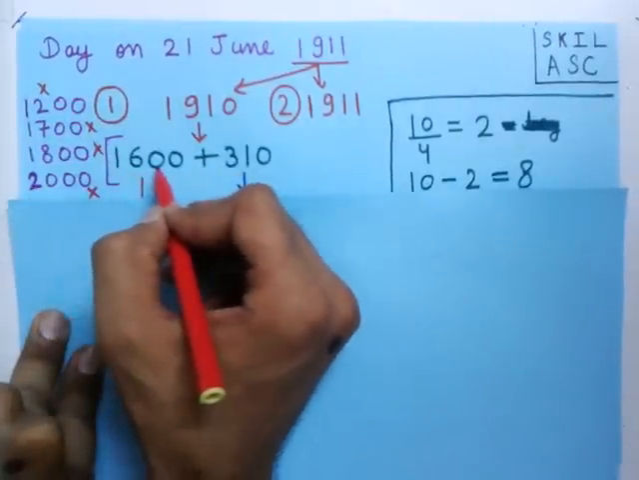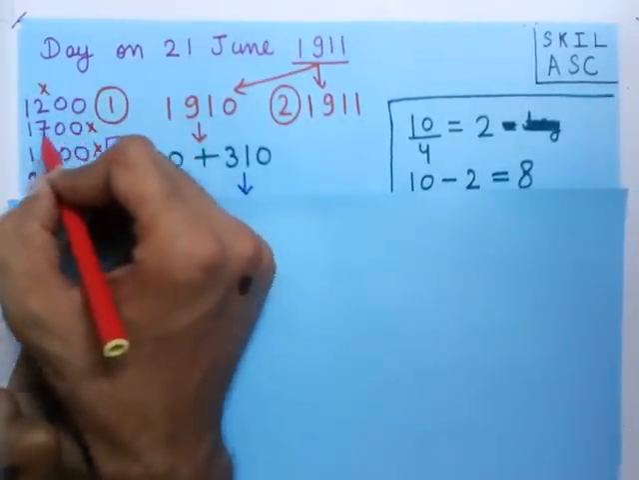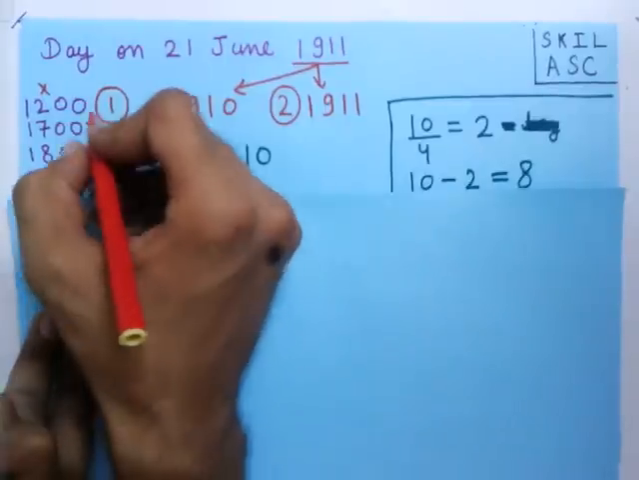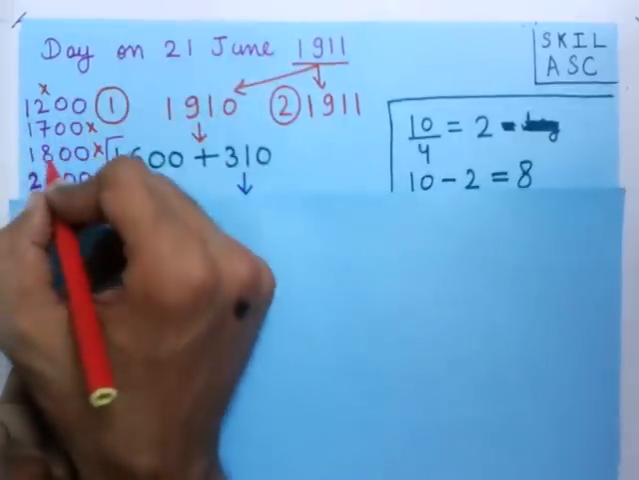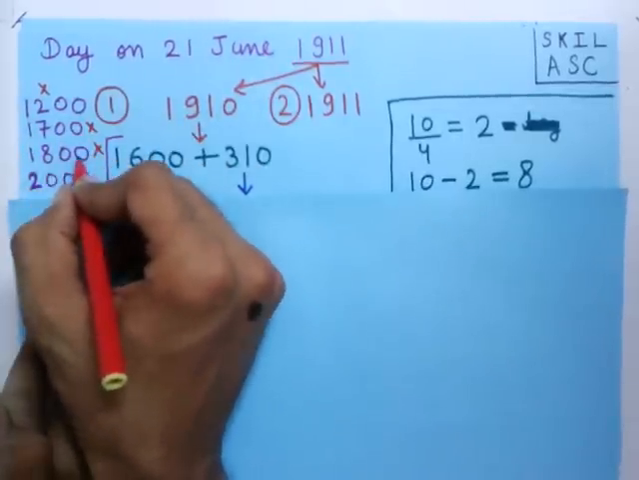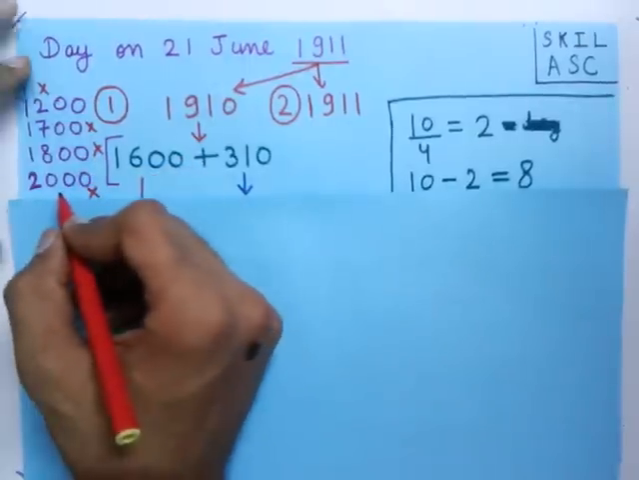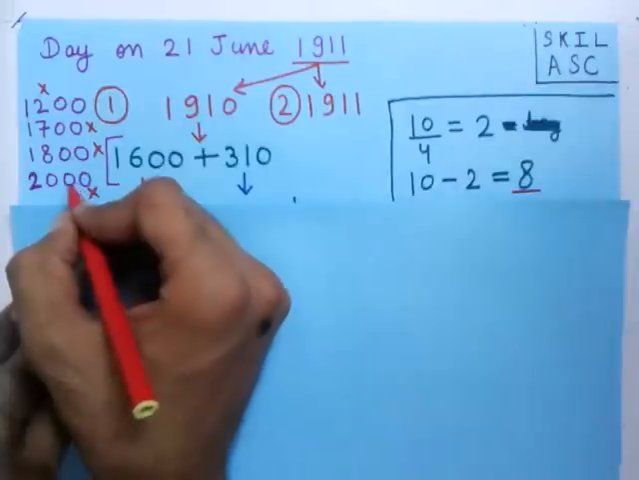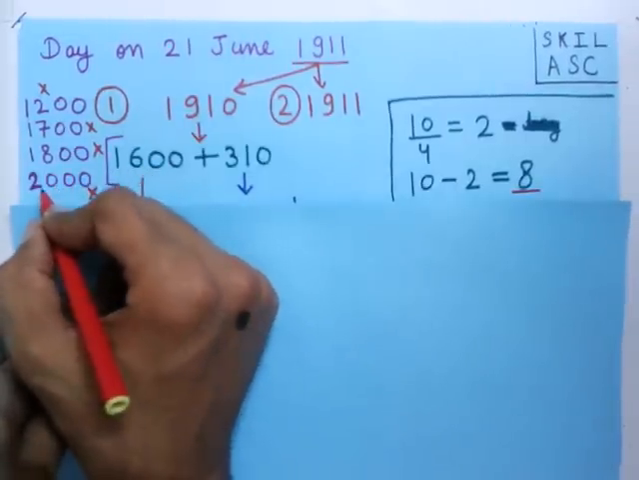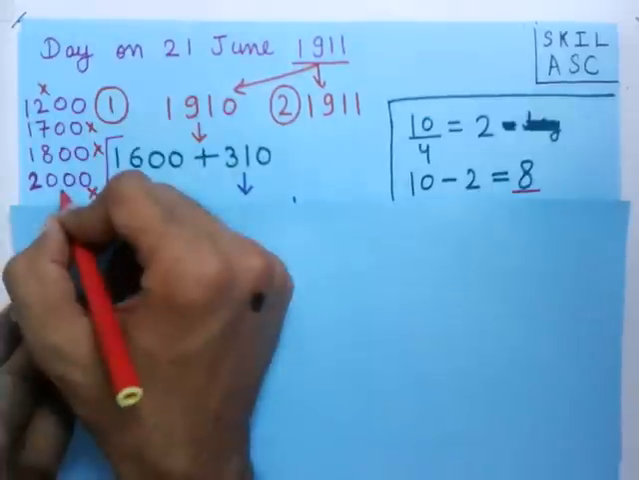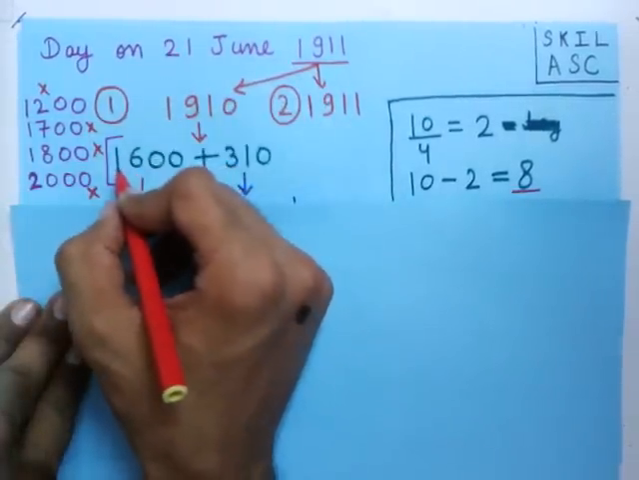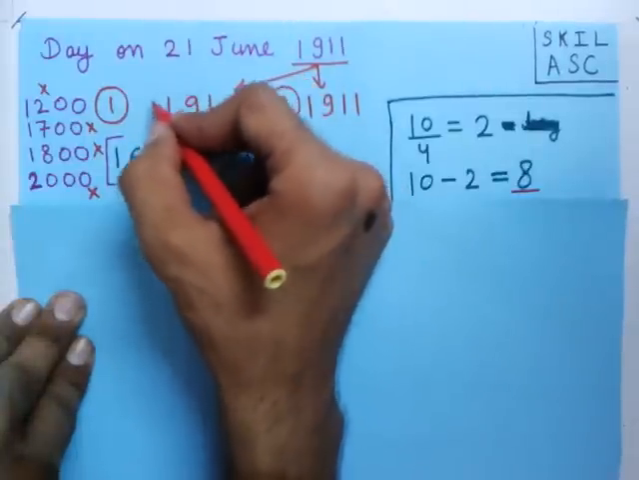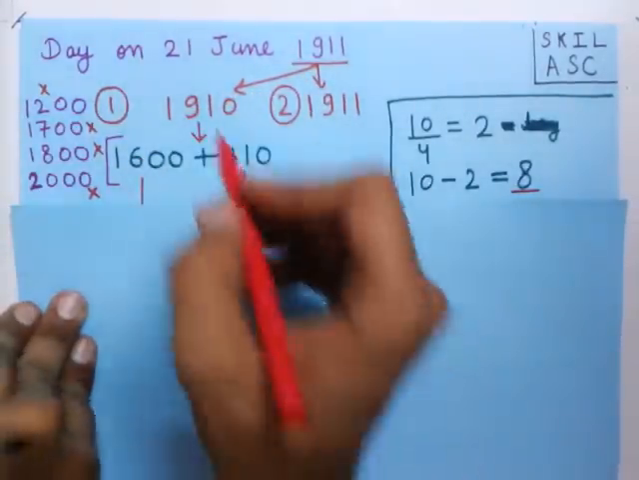So this was maximum. Now we see 1700. Now it is more than this century 1600, but it is not a leap year, so we did not take this. Now this is 1800. This is again not a leap year, so we did not take this. Now here you see 2000. This century is maximum and also a leap year, but still we did not take this century. Why? Because this 2000 is more than 1910. So we take a century which is maximum and must be a leap year and must be less than this year 1910.